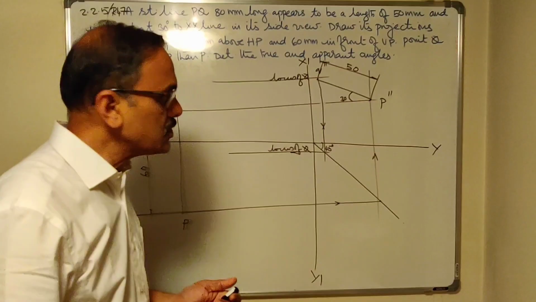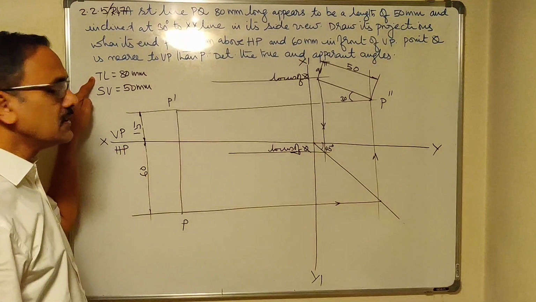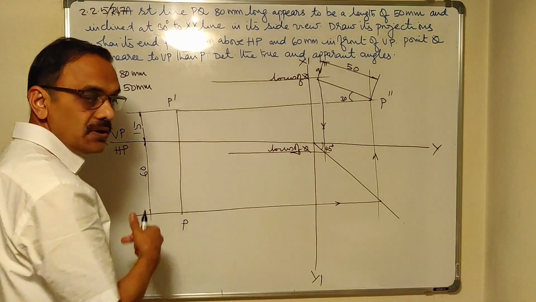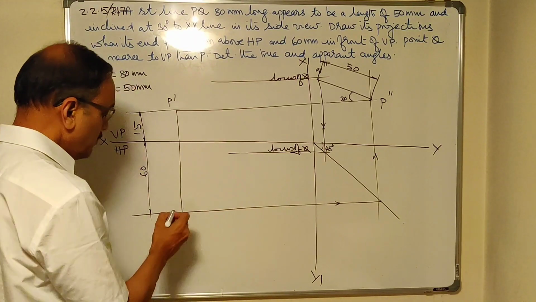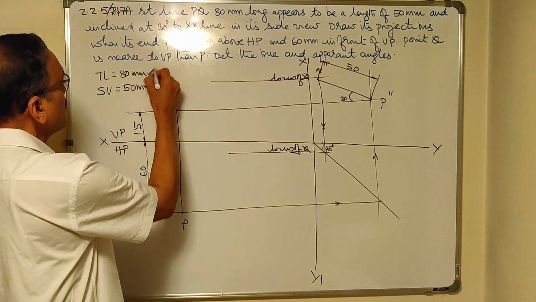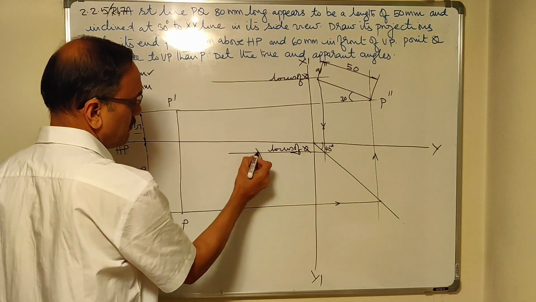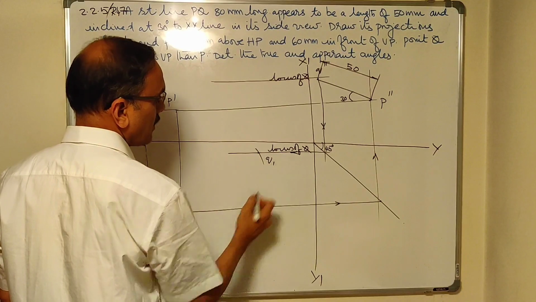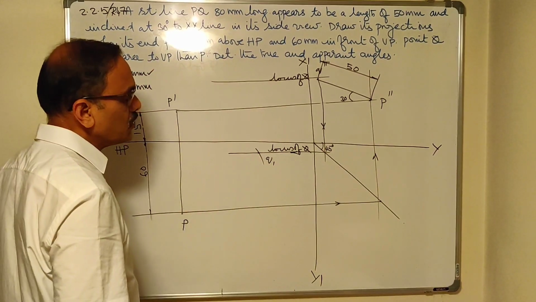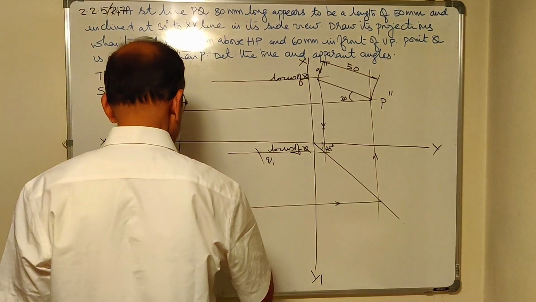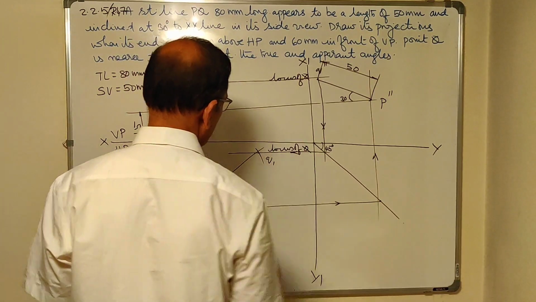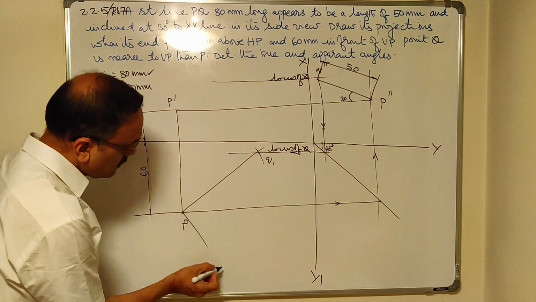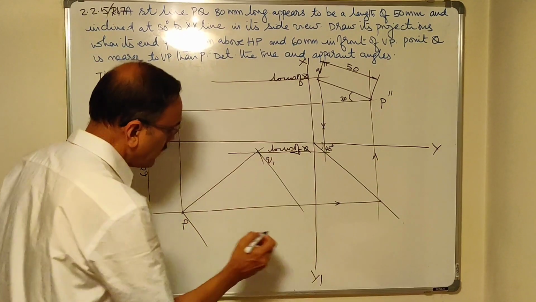For that, what information can you use? You are given the true length as 80. So I will draw the true length of PQ in the top view now. P as center, 80 mm as radius. Cut this. This is the true length, so I will call it Q1. It's not Q, it is going to be Q1. So this is the true length. It should be a light line. And let me dimension this. This is given as 80 mm.